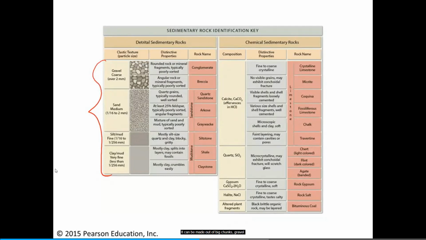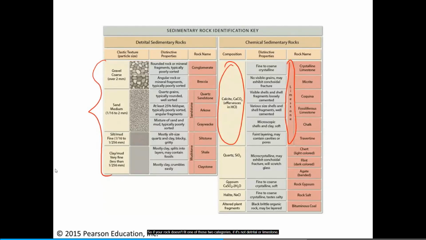It can be made out of big chunks, gravel. It can be made out of medium-sized chunks called sand, or it can be made out of very small chunks, which we call silt or clay or mud. If the sedimentary rock fizzes when you put hydrochloric acid on it, that indicates that calcite is one of the major minerals in that rock, and therefore it's going to be some variety of limestone. All right, you can see there's various kinds of limestone depending on the different distinctive properties.